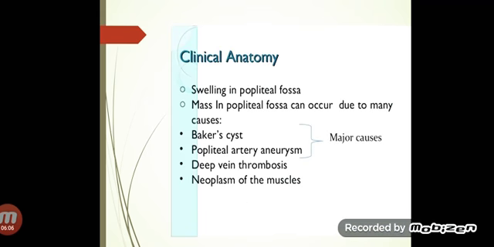Clinical anatomy of the popliteal fossa. First, swelling in the popliteal fossa. A mass in the popliteal fossa can occur due to many causes. Examples: Baker's cyst and popliteal artery aneurysms. These are two major causes. Then deep vein thrombosis and neoplasm of the muscle.